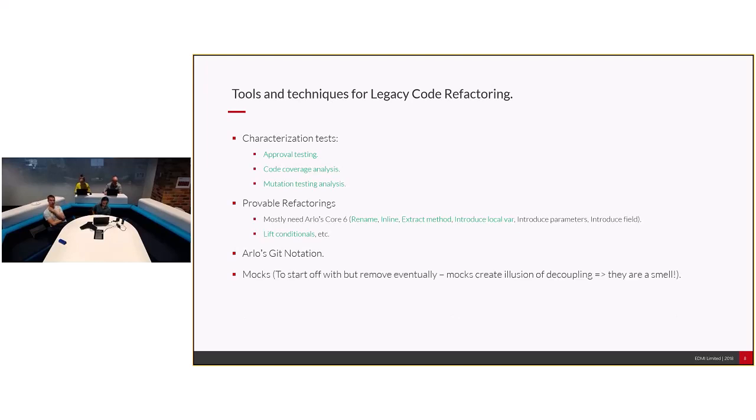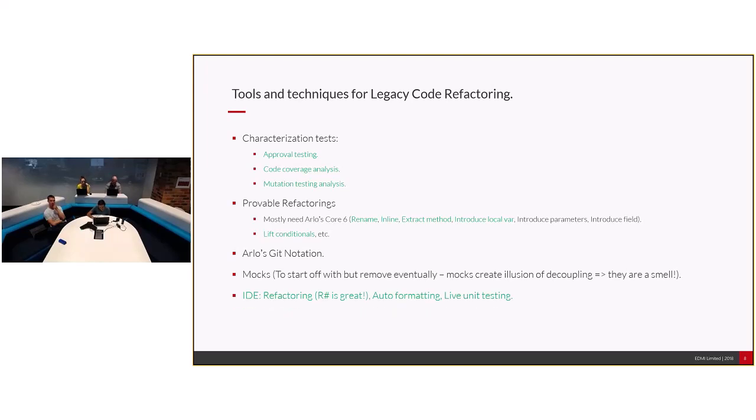Then mocks. Mocks are an excellent tool to start legacy code refactoring, because using mocks, you can introduce as many seams at as many places as you want. But again, mocks create an illusion of decoupling. They don't really decouple, and therefore they're a smell. So eventually, our aim should be to get rid of as many mocks as possible. Not all of them, but as many.